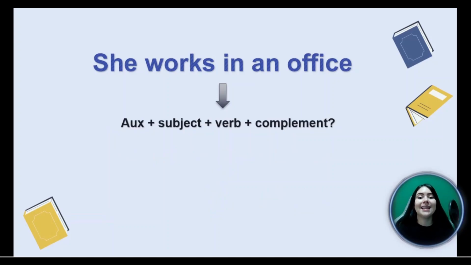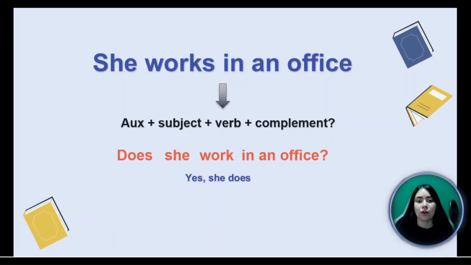Now, what is the answer for this question? The answer is yes or no, but it's necessary to mention the auxiliary of the question. Yes, she does, or no, she doesn't. Now, another example. If we say yes, yes what? Yes, she does. No, she doesn't.